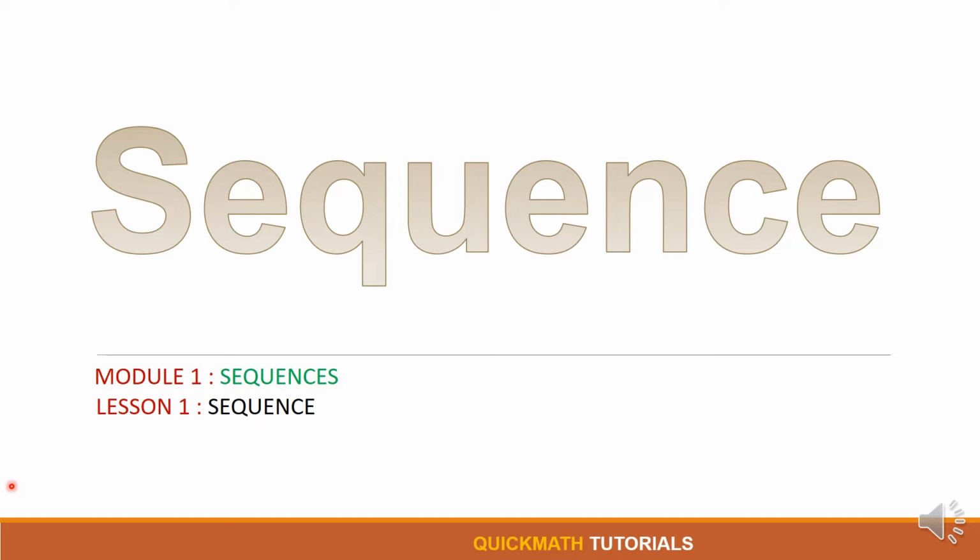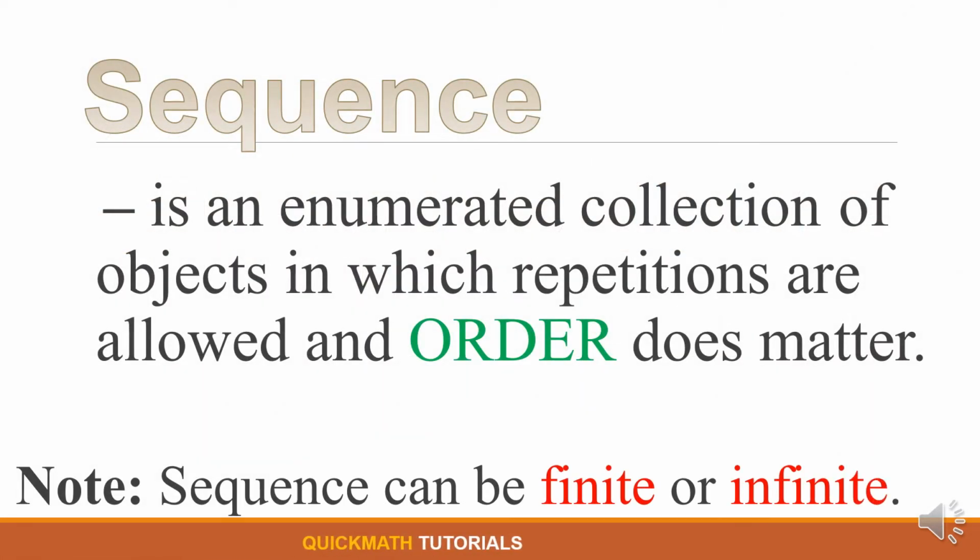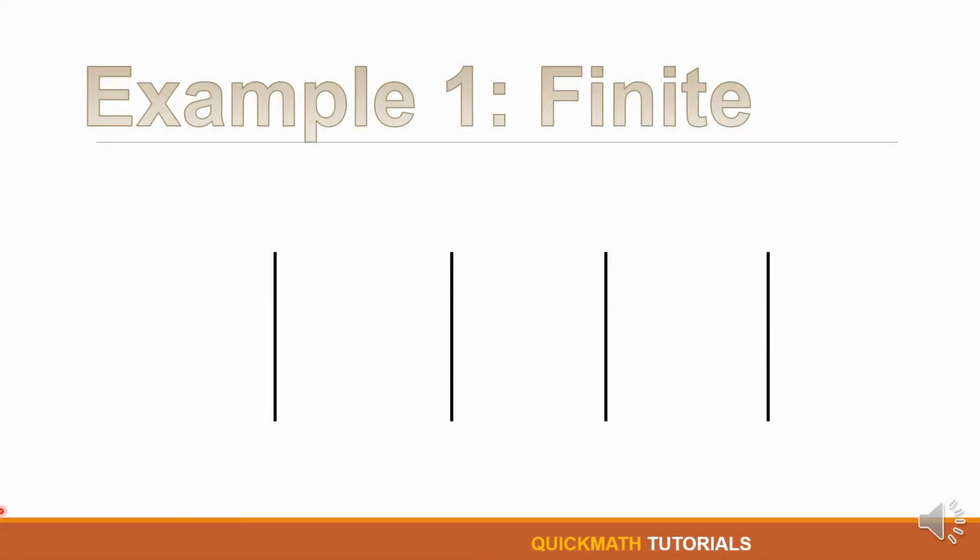Today, we are going to learn about sequence. A sequence is an enumerated collection of objects in which repetitions are allowed and order does matter. Note that a sequence can be finite or infinite. Let's have our first example for a finite sequence.